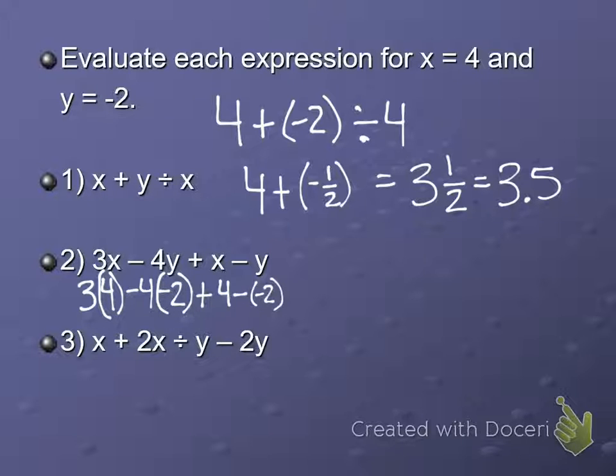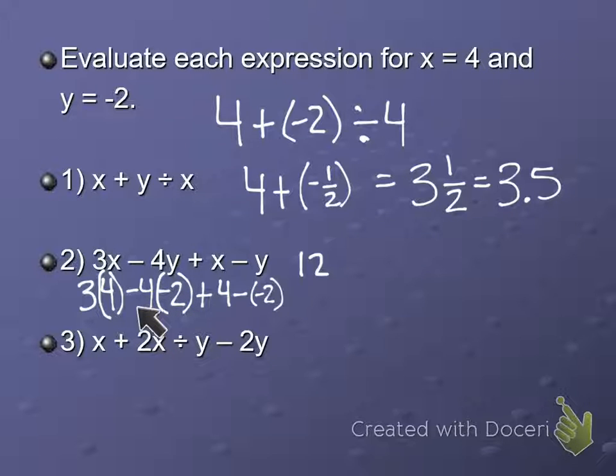Okay, then we start evaluating. What's the first thing I could, should, want to do? The multiplication. And I can do both of these multiplications at the same time, working from left to right. Okay, so 3 times 4 is 12. And then what was this turn into?